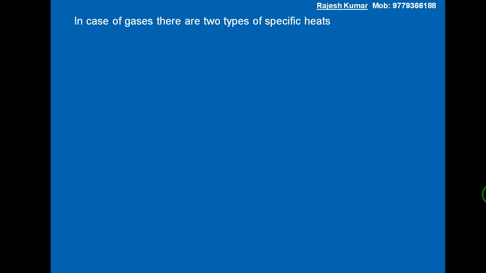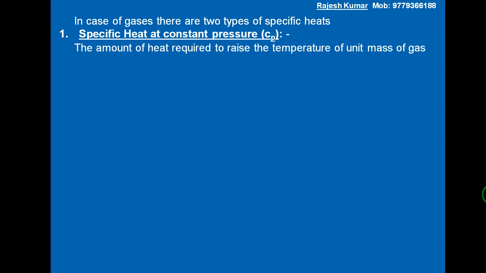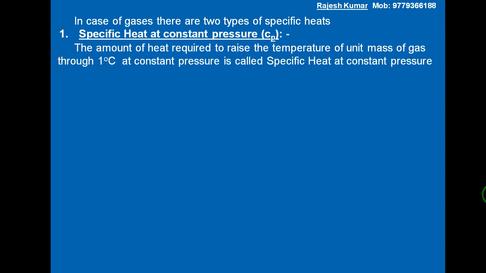In case of gases, there are two types of specific heat. Number one, specific heat at constant pressure. Symbol is Cp. The amount of heat required to raise the temperature of unit mass of gas through 1 degree C at constant pressure is called specific heat at constant pressure.